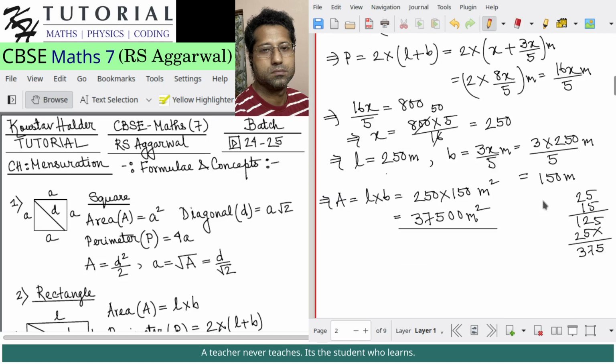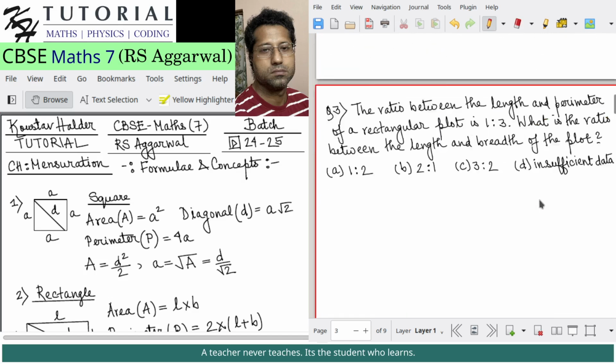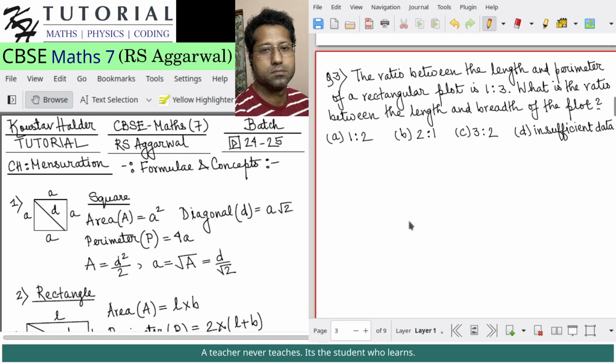Okay, let's see the next problem. Question number 3. The ratio between the length and perimeter of a rectangular plot is 1:3. What is the ratio between the length and breadth of the plot? The ratio between the length and perimeter of a rectangular plot is 1:3.